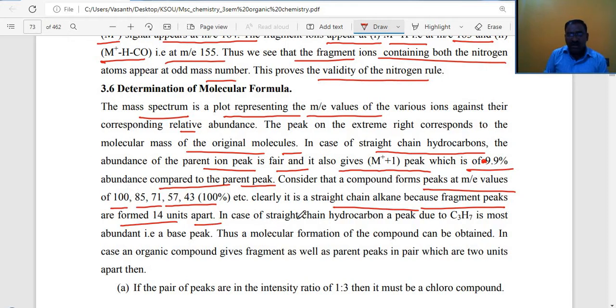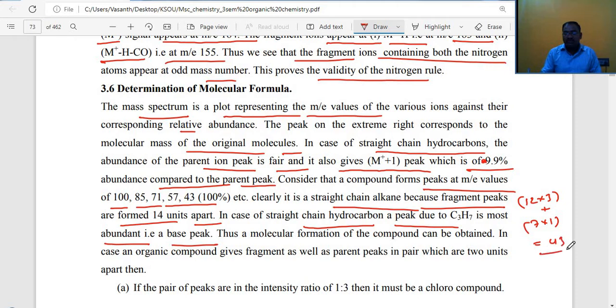And on breaking of each bond, what we are getting here is 85, 71, 53, 43, etc. In the case of a straight chain hydrocarbon, the peak due to C3H7 is the most abundant. C3H7 means 12 into 3 plus 7 into 1. What we are getting here is 43. 43 is the most abundant peak.